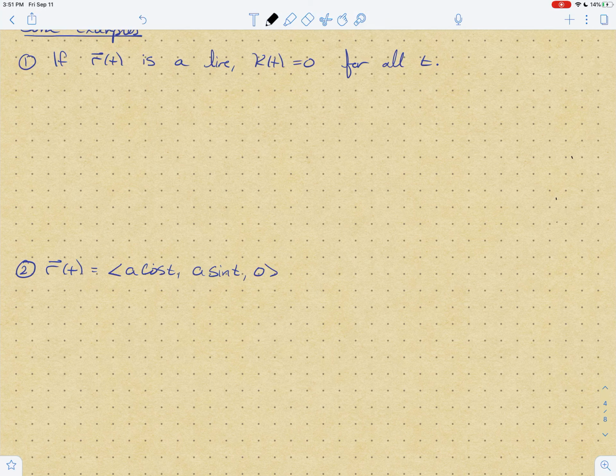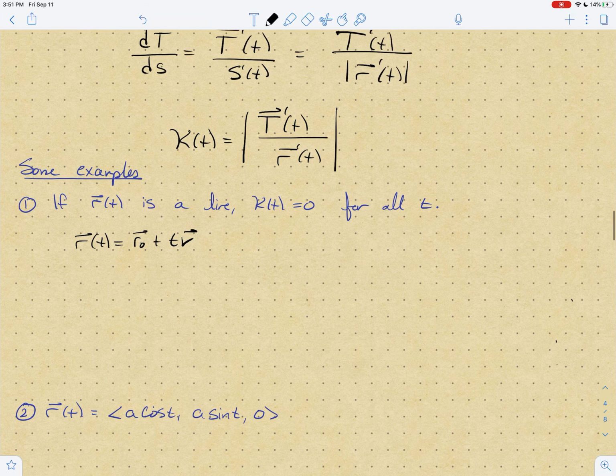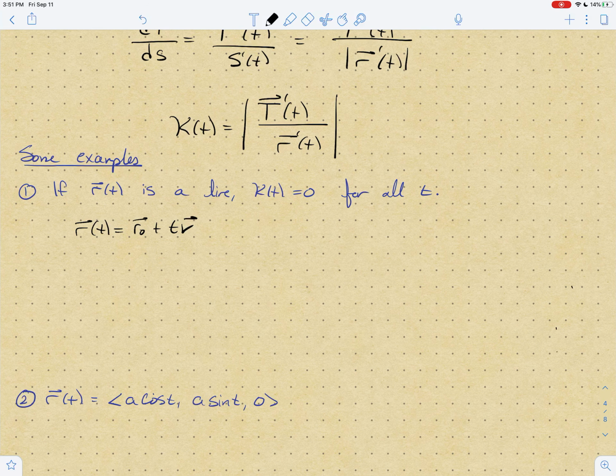Let's see. So if we have a line, our line is given by r of t equals some, let's say, you know what, let's write it as r naught plus tv. And so we can use our previous formula, and we can go ahead and compute r prime of t, and we get v. R prime of t is v. And so I get that T of t is what? It's r prime, v, over the length of r prime.